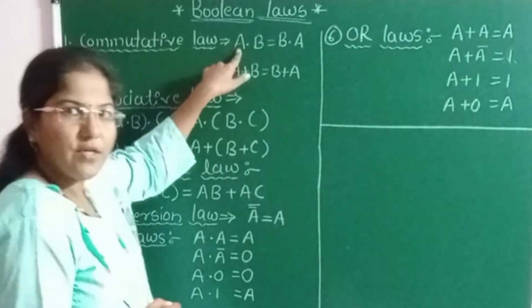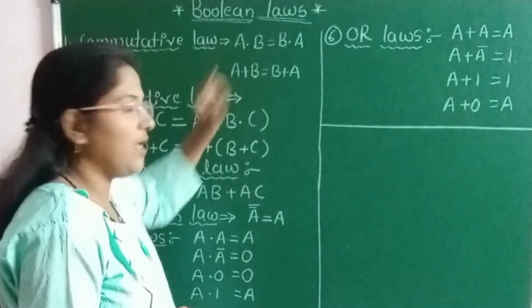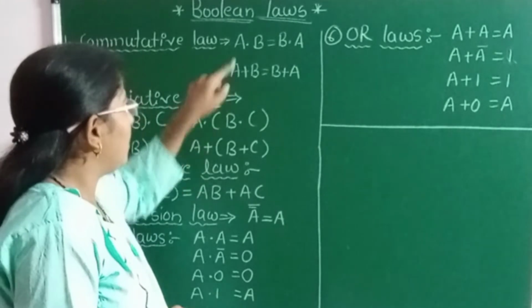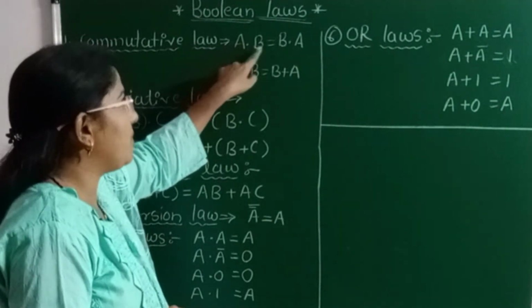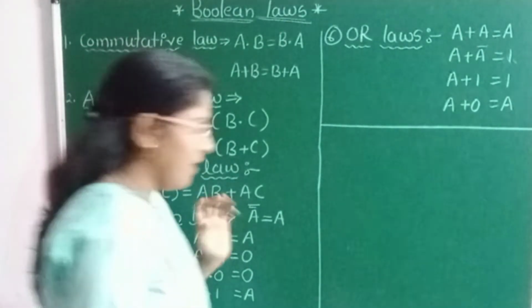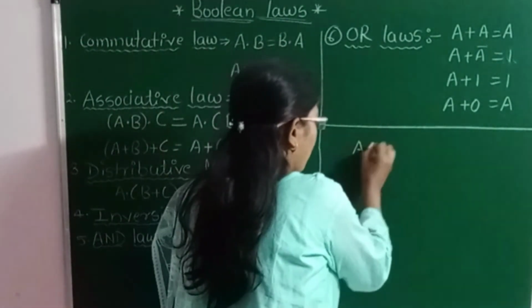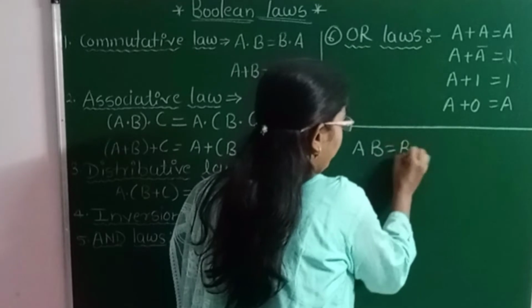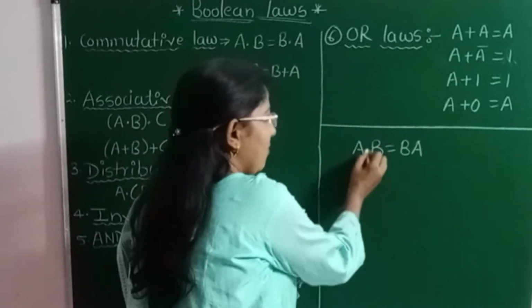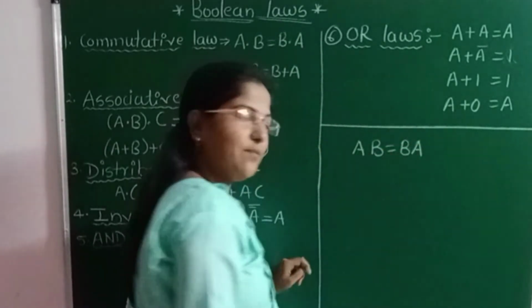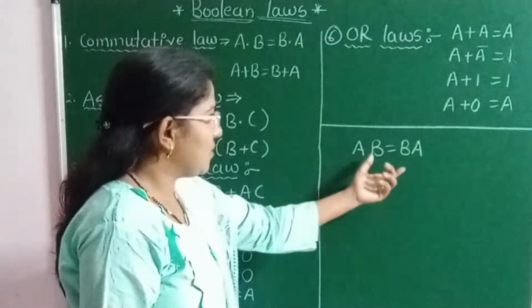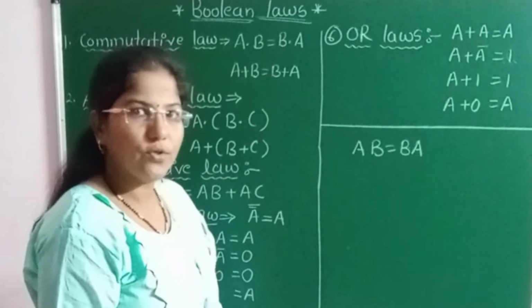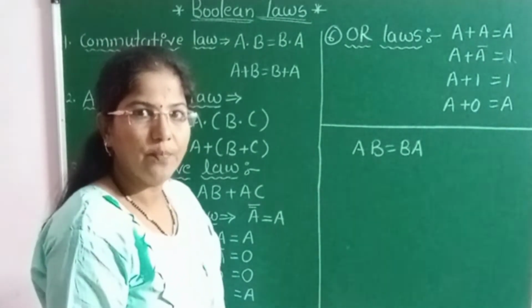We know the AND operation is shown by using the dot. So the commutative law for the AND operation says that A into B is equal to B into A. Here I will write that law, A into B is equal to B into A. I have not written the dot, so by default it is multiplication only. Now see, in this law, how many variables are used? Two variables are used, A and B.